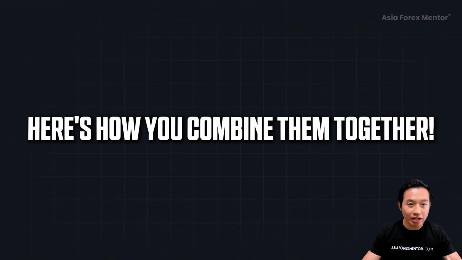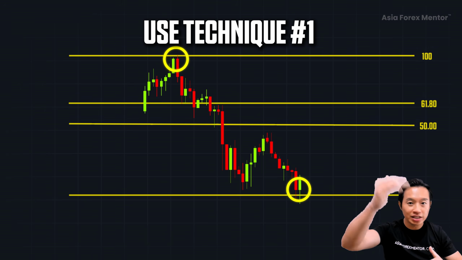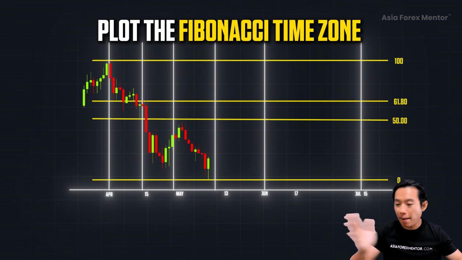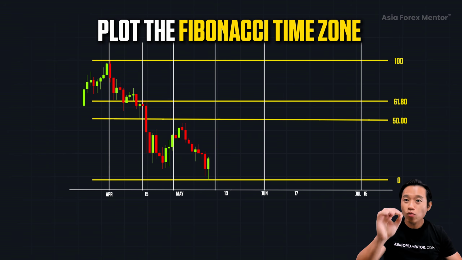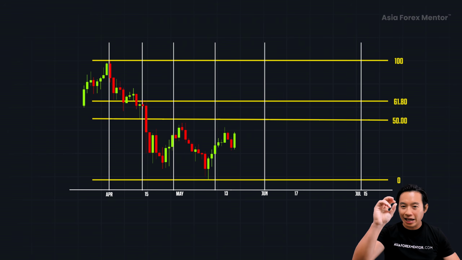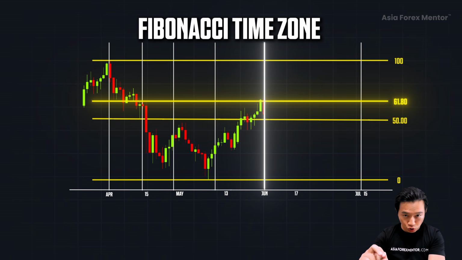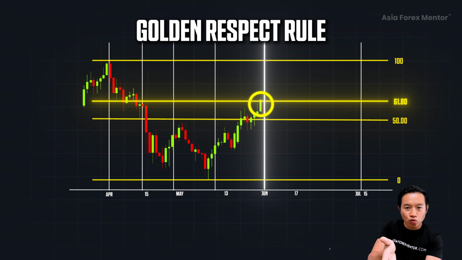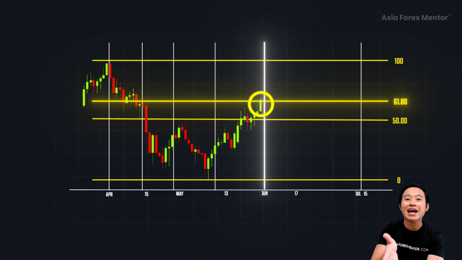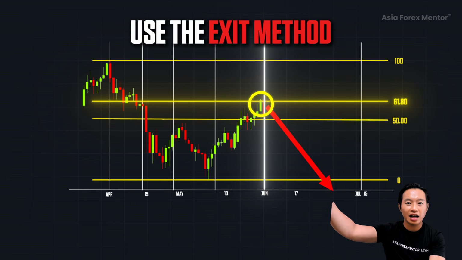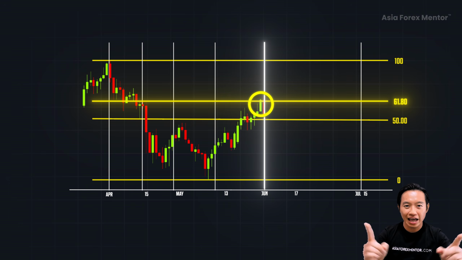Here's how you combine them together. First, use technique number 1. You plot the high and low using the Fibonacci retracement level, right? Then you plot the Fibonacci time zone where price is likely to react. So then what? When price goes to the exact Fibonacci retracement level that matches the Fibonacci time zone, that matches the golden respect rule with a candlestick confirmation, woo! This is going to be an awesome entry. Then you enter the trade and you use the measured exit technique to get out. Good. This is how you put everything together.